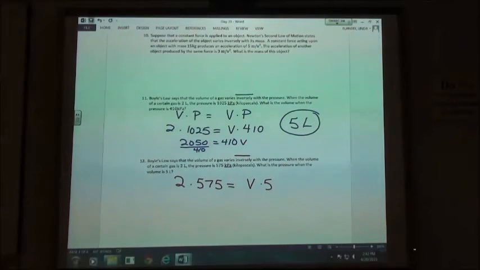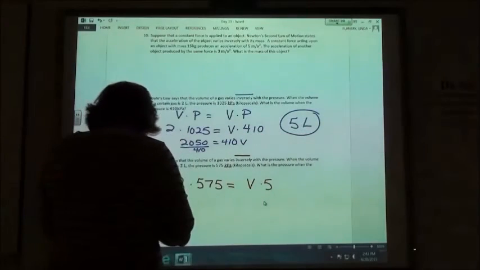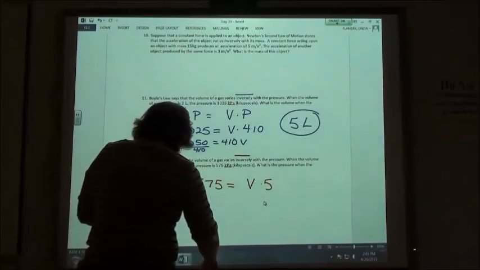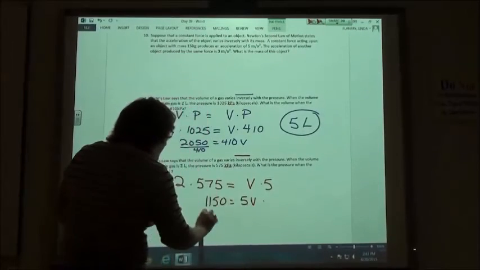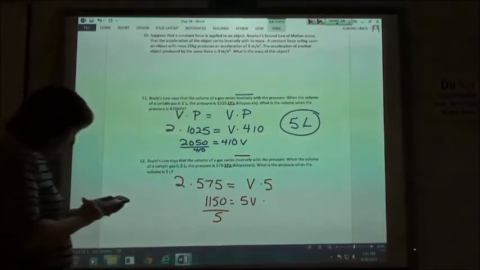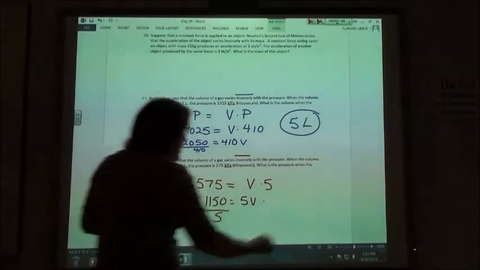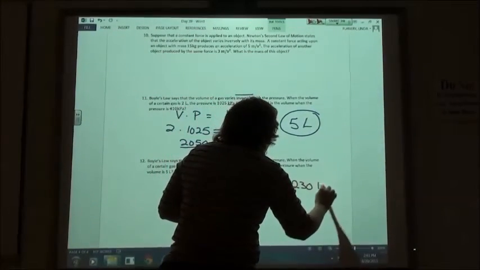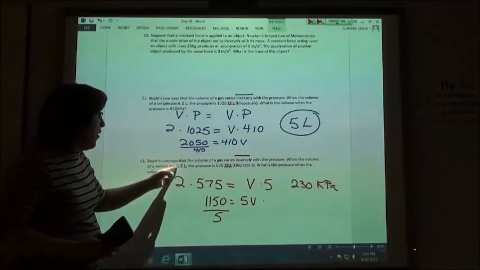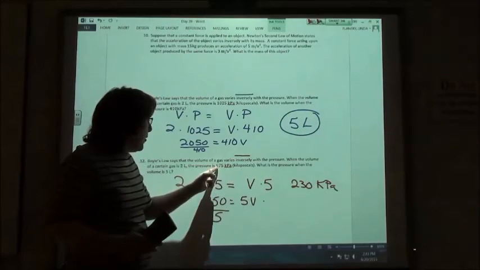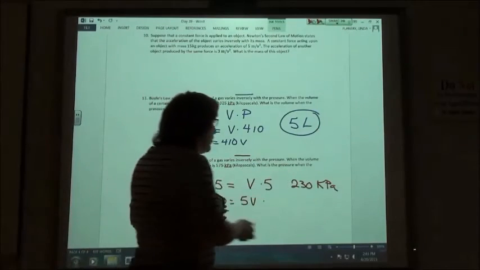There, I'll fix my typo. So again, we're just going to solve that. I'm going to take 2 times 575, 1,150. That's going to equal 5V. And if I go ahead and divide by my 5, I get 230 kilopascals. So my volume went up, my pressure went down, inverse variation.